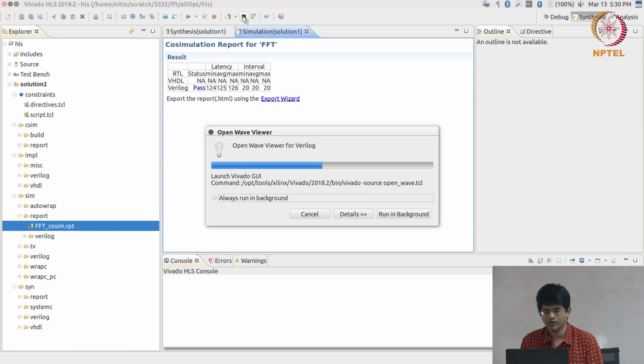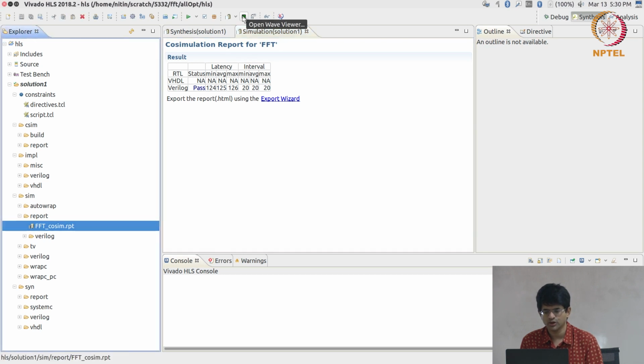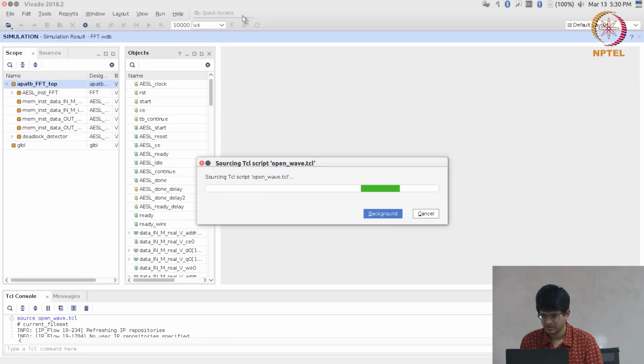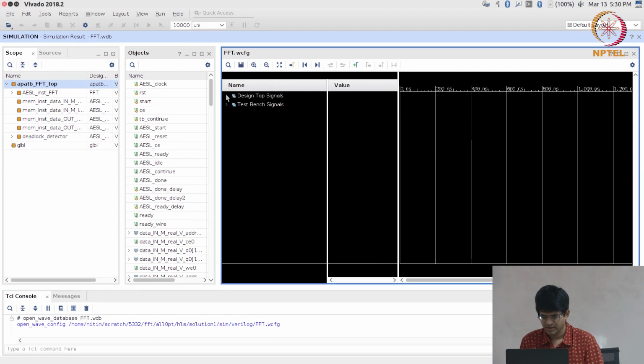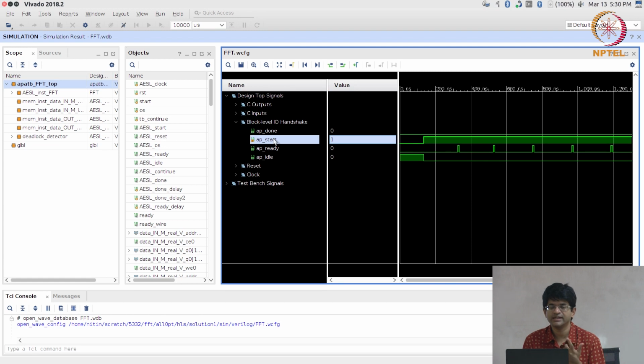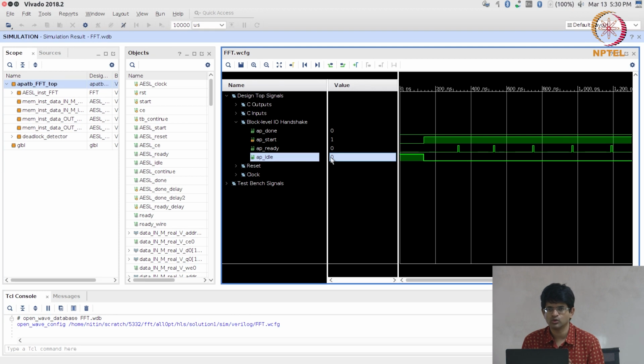What happens if you open the waveform for this? I am just going to show you the block level handshaking signals alone because they are illustrative, right? Without really worrying about the rest, you can look into the rest of the signals by yourselves. Design top signals, block level IO handshake. AP start, the start signal is sent high and remains high throughout. The idle signal goes low soon after the reset is removed and just remains 0 for the rest of our simulation. What is interesting is, now the ready and the done signals are behaving differently.